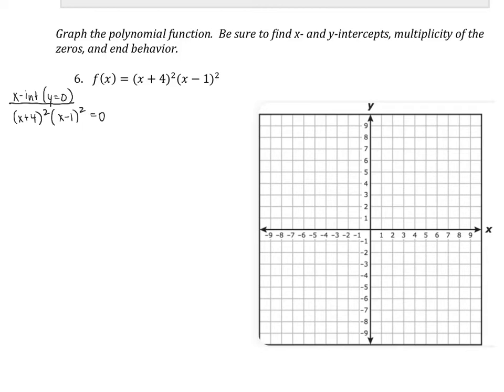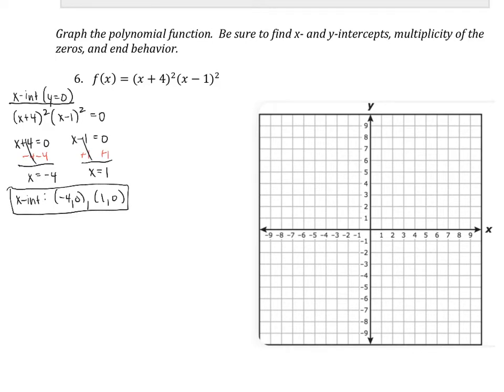This is already factored for us. So x plus 4 equals 0, x minus 1 equals 0. So we'll have minus 4. We're going to add 1 in this case. So we're going to get x equals negative 4 and x equals 1. Okay, so for the x-intercepts, you have to list those as ordered pairs. We have (negative 4, 0) and (1, 0).